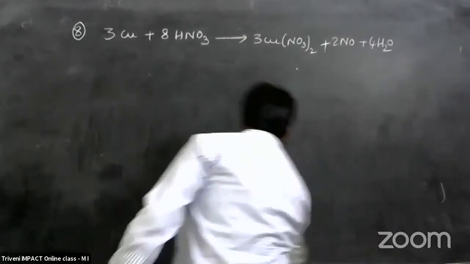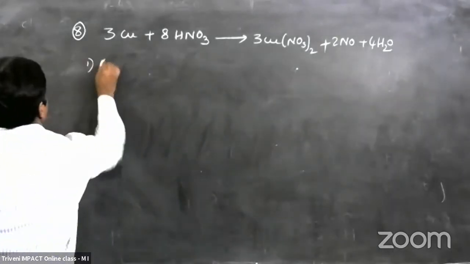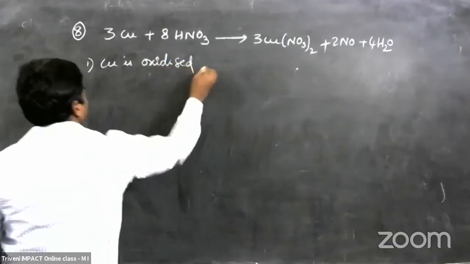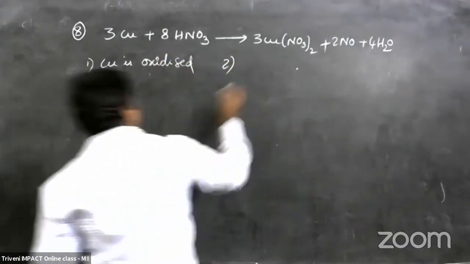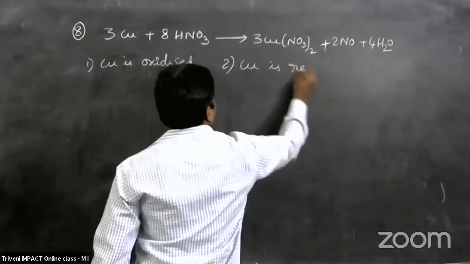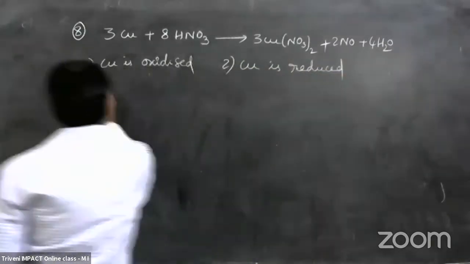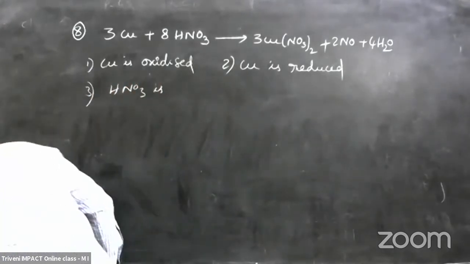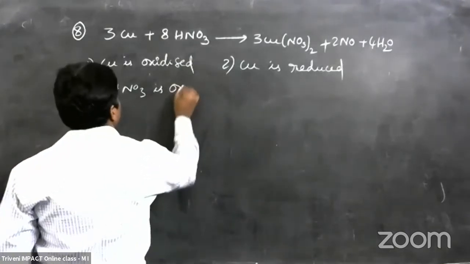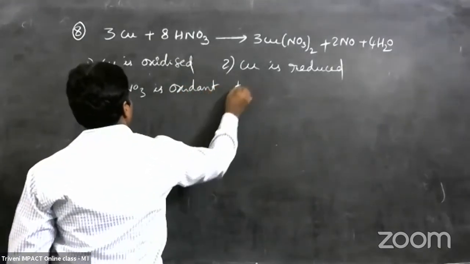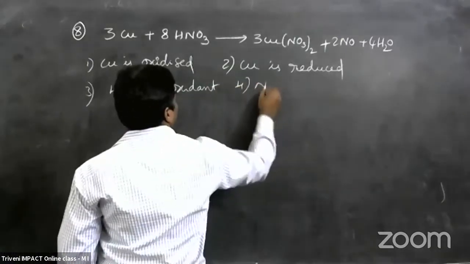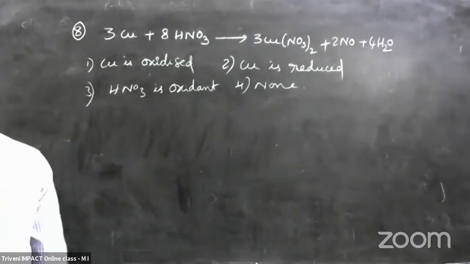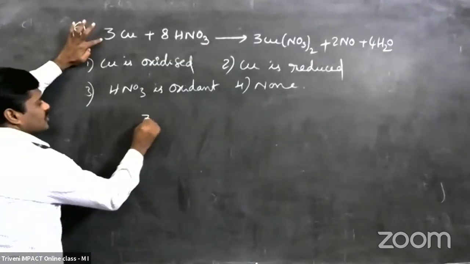Cu is oxidized. Cu is reduced. HNO3 is oxidant. Okay. None. All of you note down this question. Please mute yourself. So now, what is the given question?